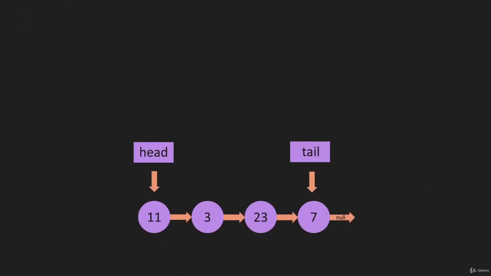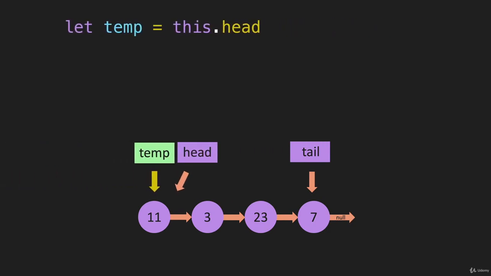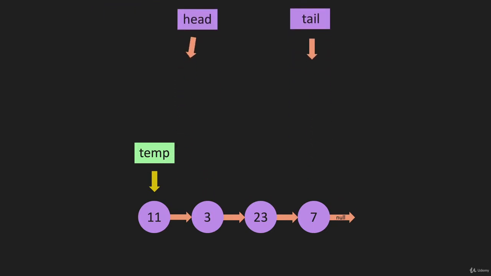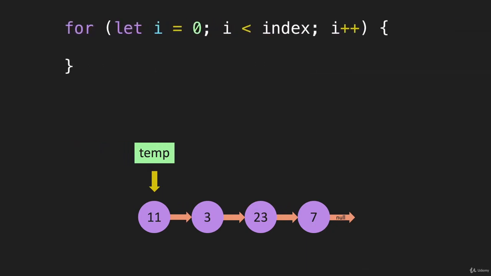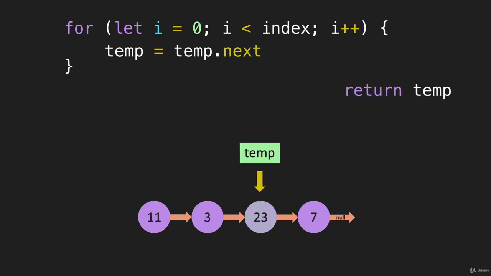Let's bring our list back up here, and we're going to set temp equal to head. We'll do that like this. I'm going to remove head and tail from the diagram here and just keep temp there. Then to iterate through the list, we're going to use a for loop and say temp.next. So let's say we're going to find something at the index of 2. We're going to go 1, 2 times through the for loop, and then we're going to return that item.